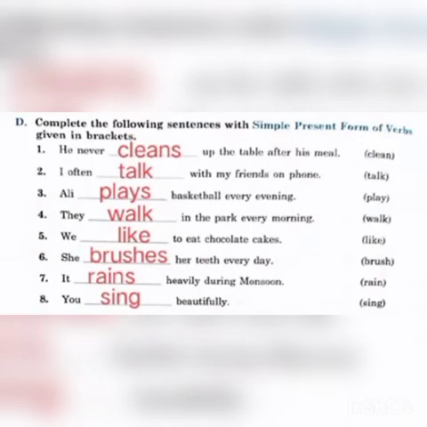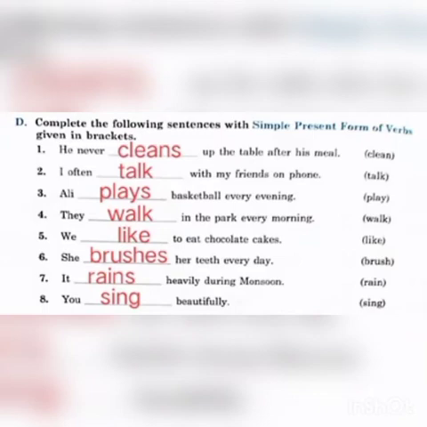And in the next part, simply we will write present verbs with the help of subject. If the subject is third person, we will add s or es with the form of verb. And if the subject is first person or second person, we will not write s or es. We simply write the word in the blank. He never cleans up the table after his meal. He is third person.